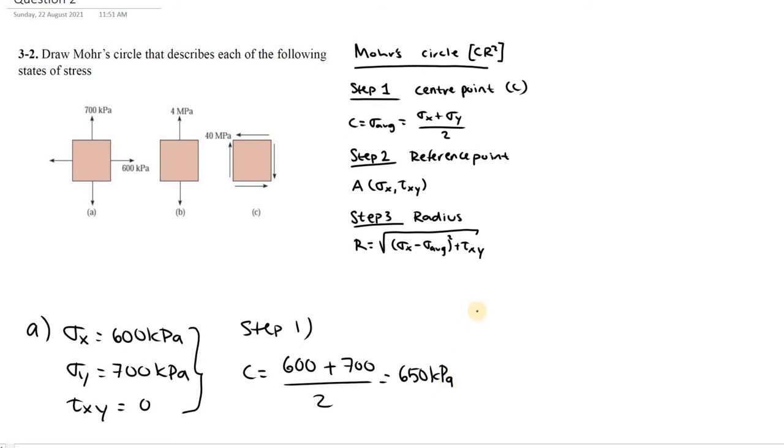Then we have our step 2. Again, it's just to copy down our reference point. Maybe we'll do a little line in between here. So A is located at 600 and 0. When we have enough room, we do our step 3, our radius.